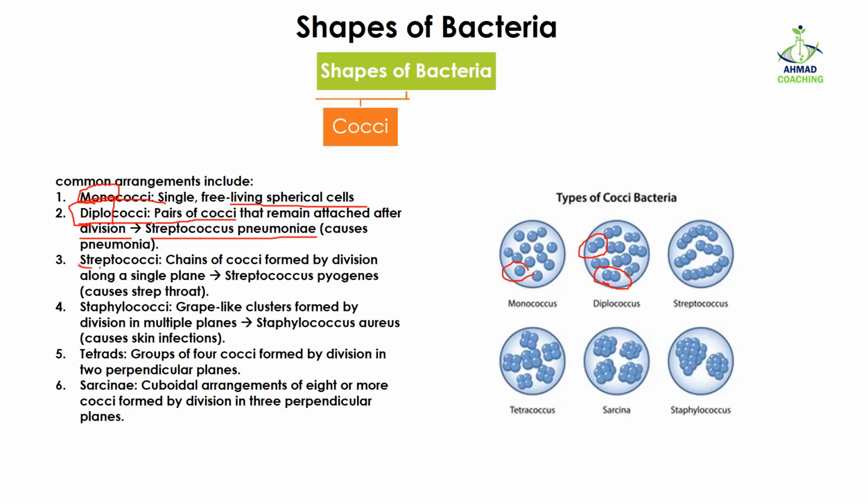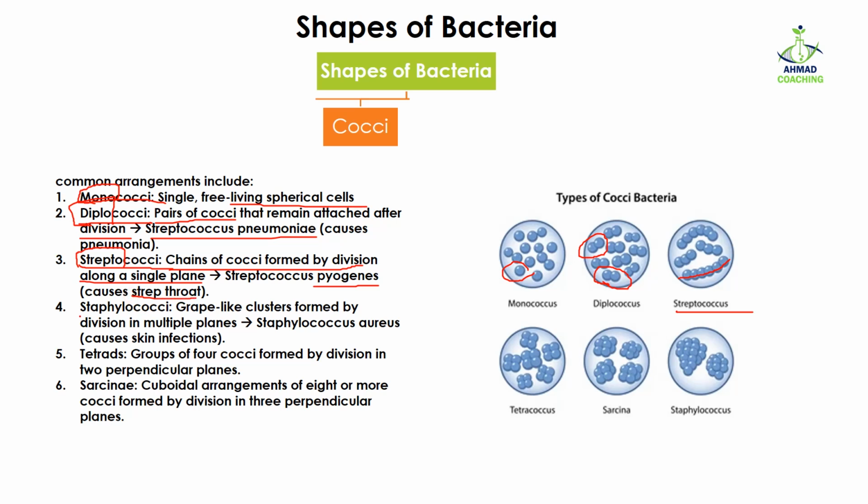Then comes streptococci. Again, the word strepto is here. It means chain of cocci. So strepto means chain and streptococci means chain of cocci. The chain of cocci is formed by division along a single plane. When the cocci divide in one plane, they keep on adding cells in one line, and because of this they have this chain of cocci, which is known as streptococcus. Streptococcus pyogenes is an example of streptococci which causes strep throat.